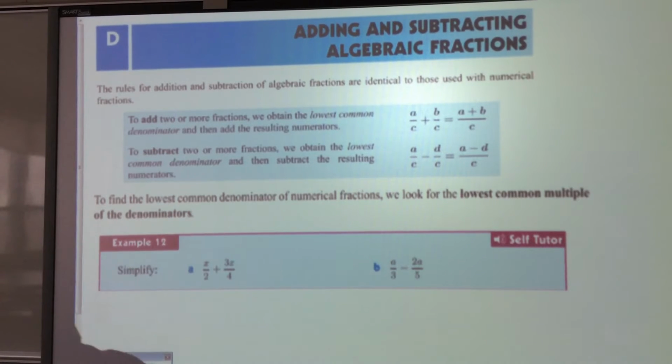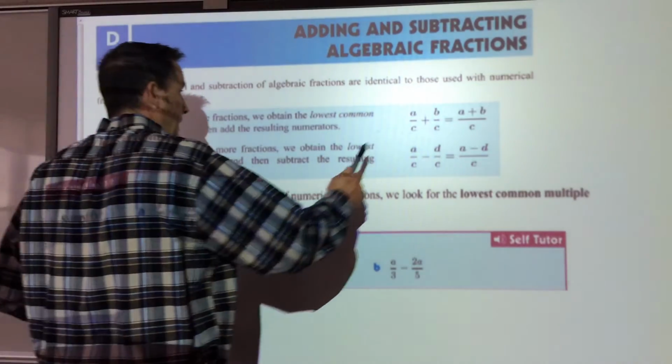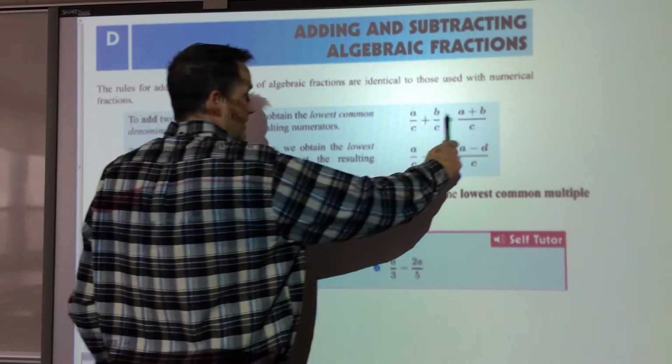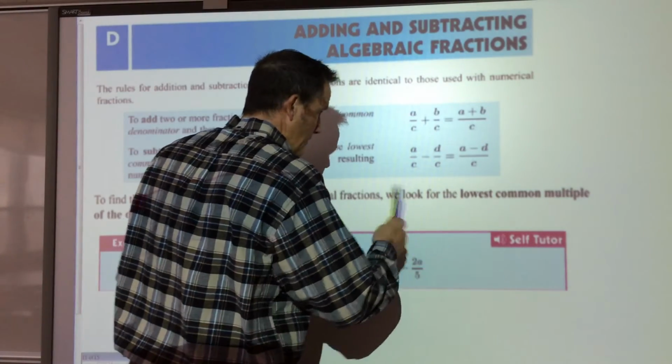Section D's. We're going to get into some adding and subtracting. Who knew adding and subtracting would end up being more difficult than multiplying and dividing? First part, pretty straightforward. Lowest common denominator is what we need to have. And if we have a common denominator, we add together the numerators. So if I have a over c plus b over c, that's a plus b over c. Same thing with subtraction.